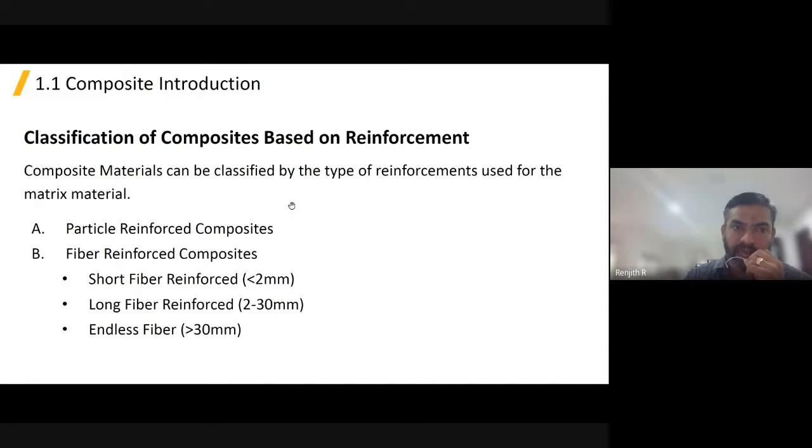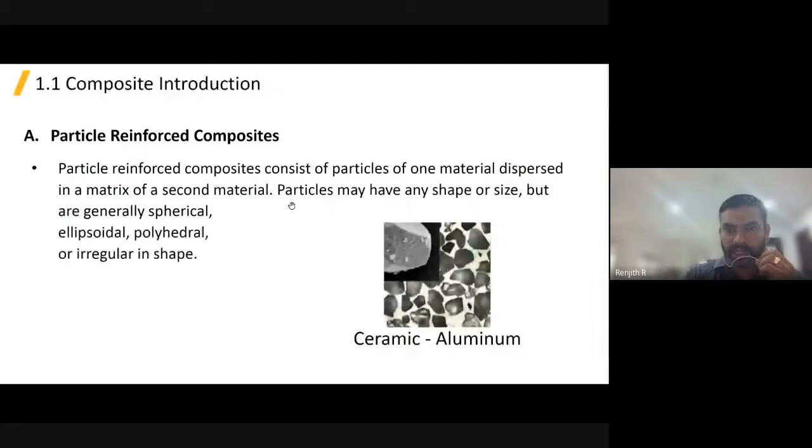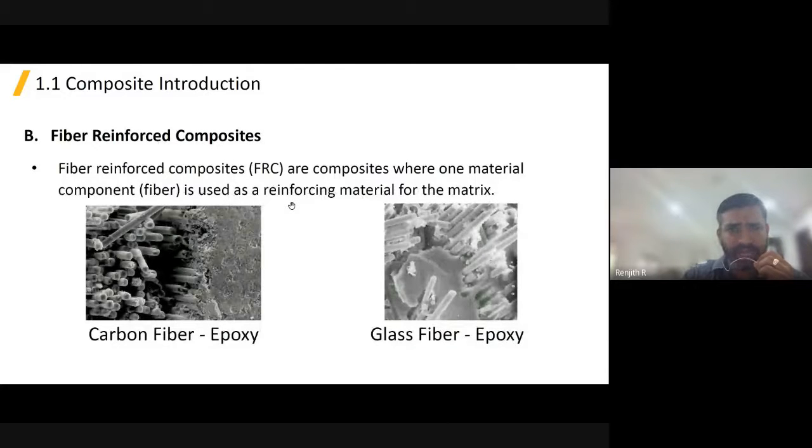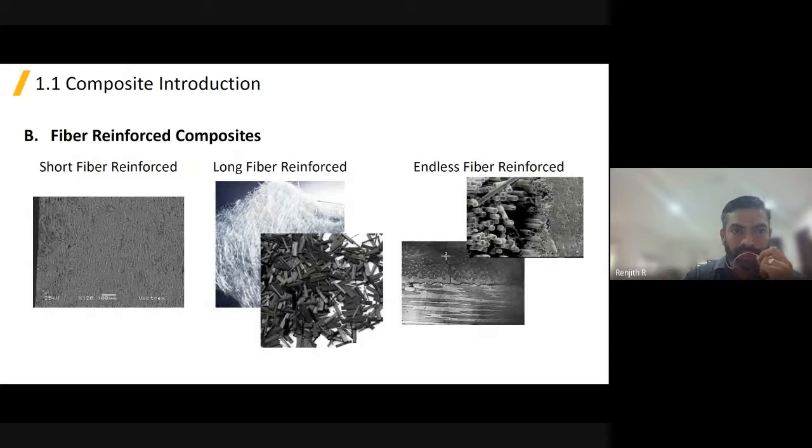that is the matrix. And the second one, fiber reinforced composites, that is short fiber reinforced. It depends upon the length of the fiber, and long fiber reinforced and endless fiber, also known as the continuous type. Then this is a particle reinforced composite, and this is a fiber reinforced composite. This figure is a carbon fiber, and this figure is a glass fiber epoxy composite. And the fiber reinforced composites are again classified into three types: short fiber, long fiber reinforced, and endless fiber reinforced.